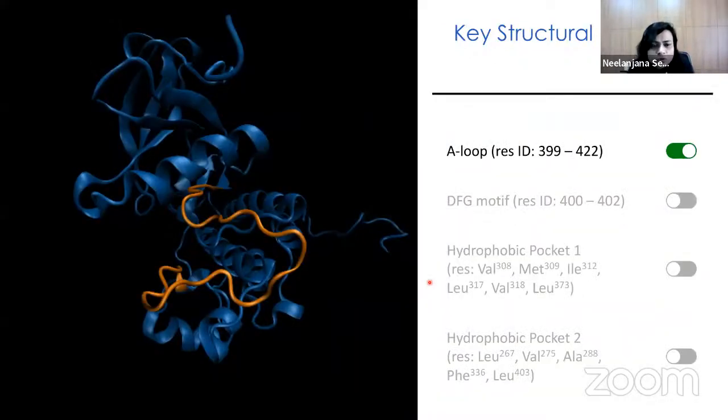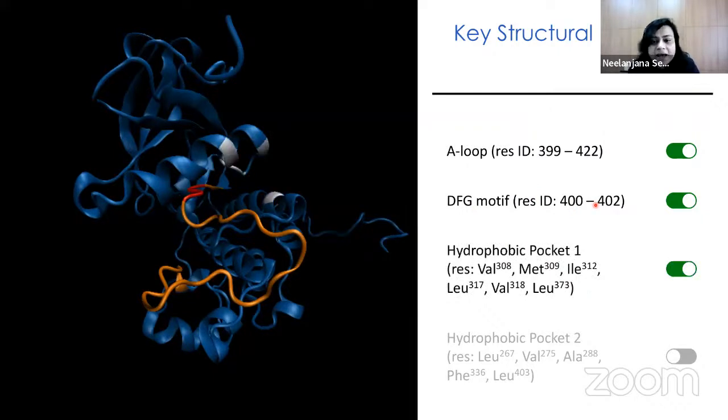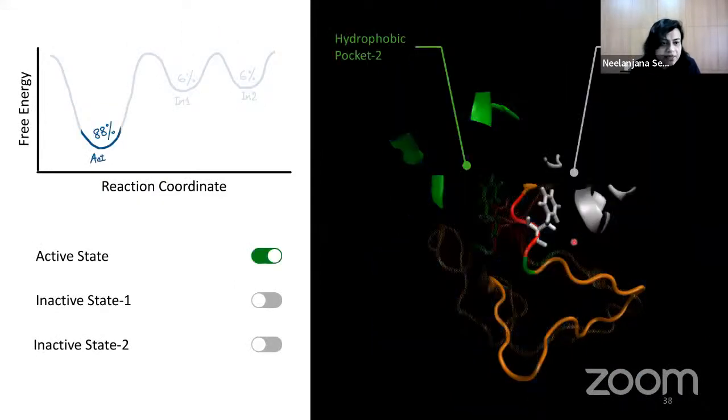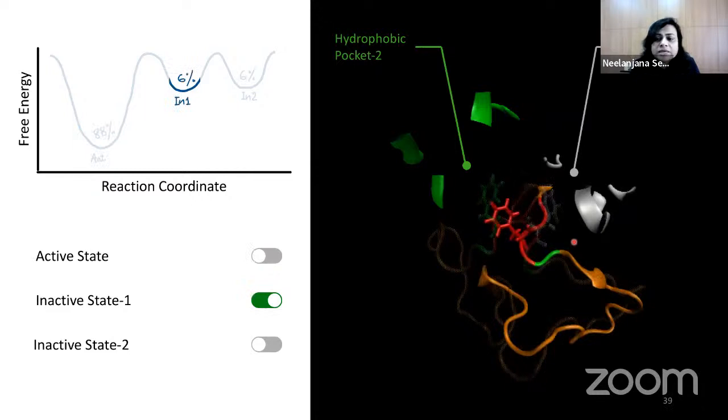If we want to map down the key structural elements of this protein, there's an A loop, which I have highlighted here. There's a DFG motif, with a phenylalanine right here, a short motif which has recurring importance. There's a hydrophobic pocket here, and another hydrophobic pocket at this region. It is experimentally shown by Zhao et al. that the active state is the dominant state, occupying about 88% of the ensemble, and then you have two inactive states.